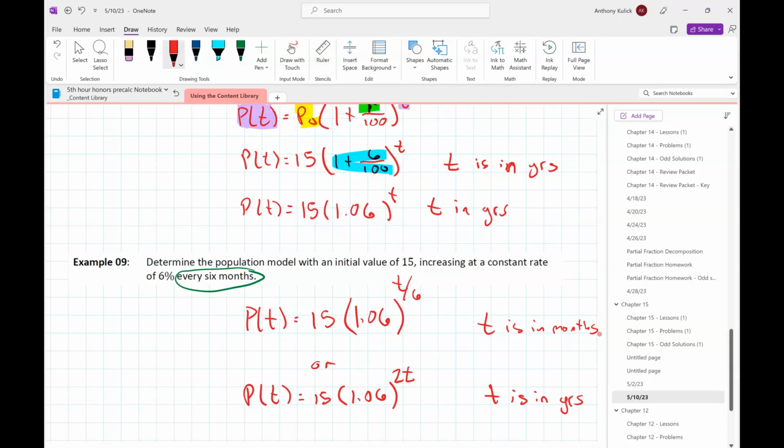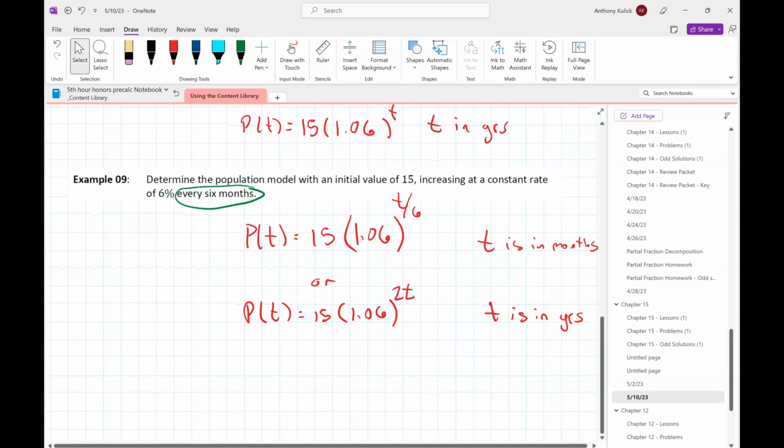Both of these answers are correct. They're both fine. If you wanted to be a masochist, you could pick days or something, and then it's kind of a nightmare, but it's fine. This is just to illustrate to you how you have to adapt that exponent based on the unit.